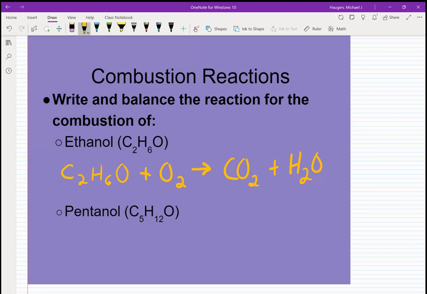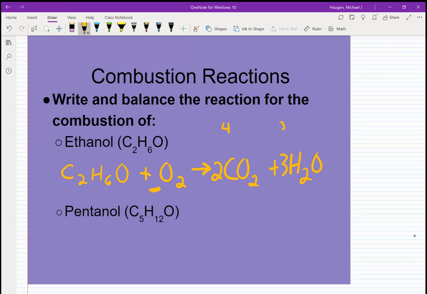There's two carbons on the left, so I need two carbons on the right. There's 6 hydrogens on the left, so I need 6 hydrogens on the right. Now the trick is figuring out how many oxygens. It's always this space right here that you're going to do last on a combustion reaction. So here I have 2 sets of 2 oxygen, which is 4. Here I have 3. So there's 7 total.